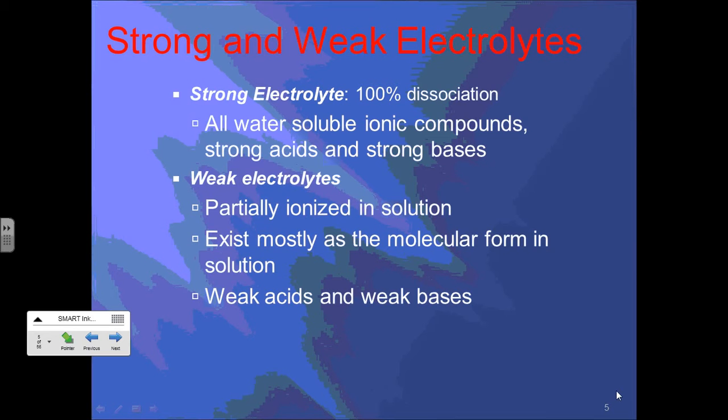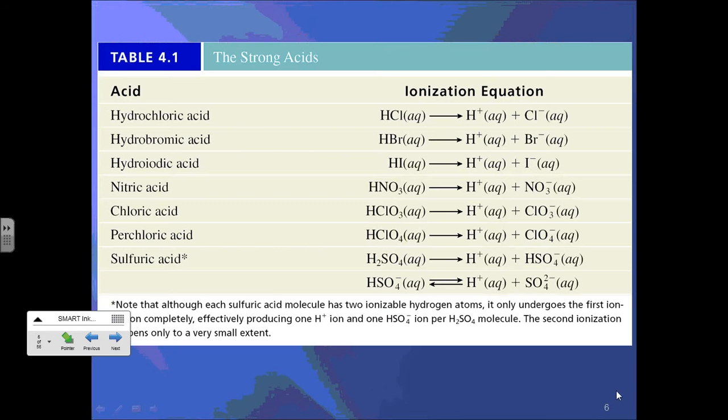So the take home here is that strong acids, strong bases, and many soluble ionic compounds are capable of 100% dissociation in solution, whereas the weak electrolytes, which comprise the weak acids and weak bases, tend to partially ionize and exist mostly as their molecular form.